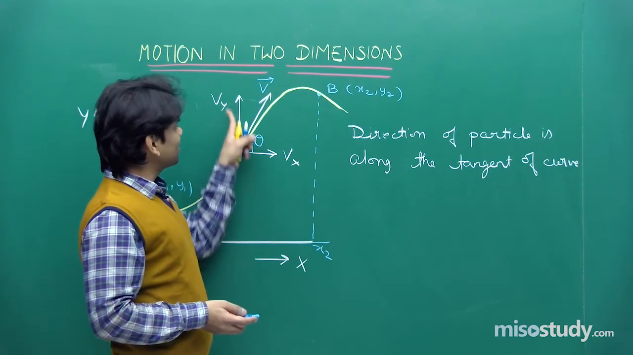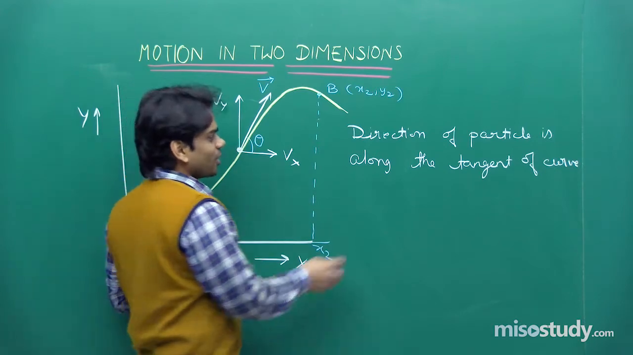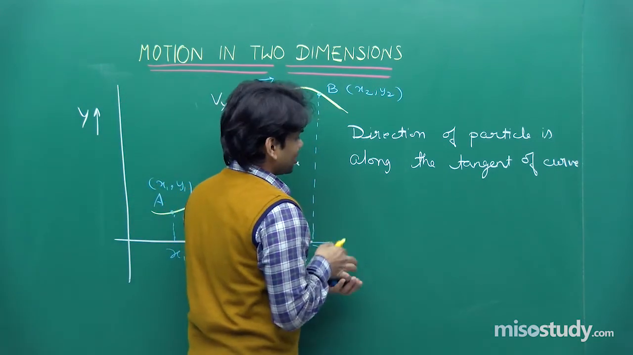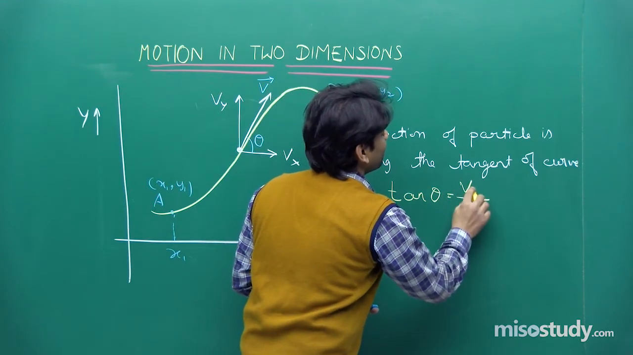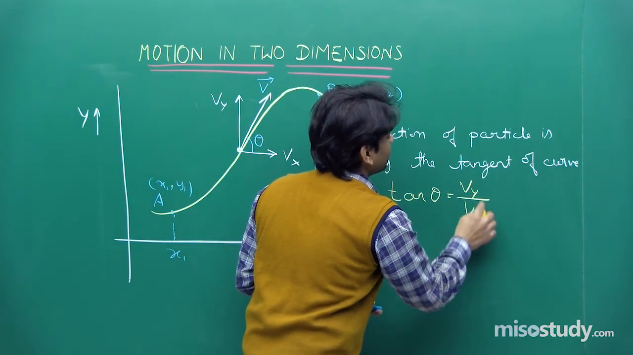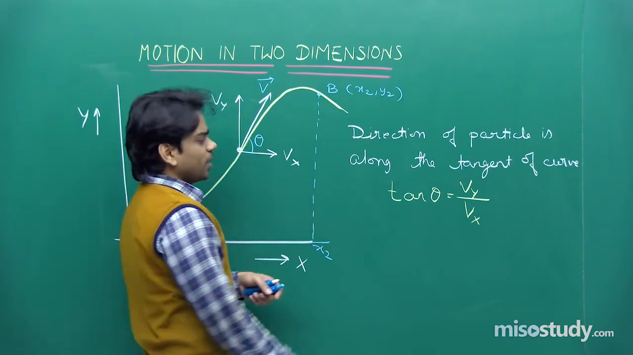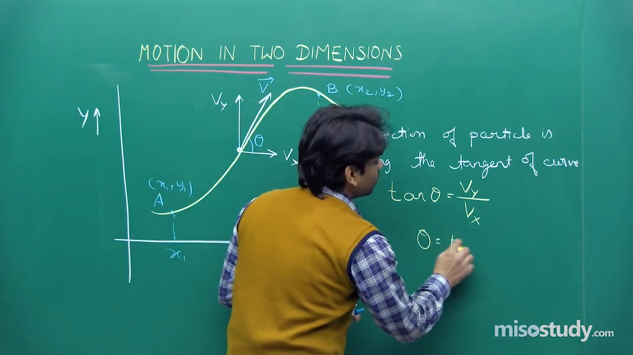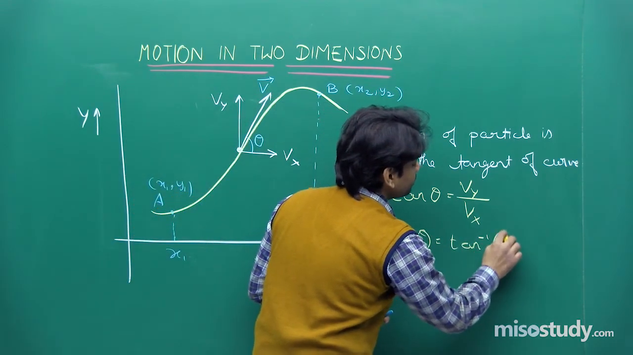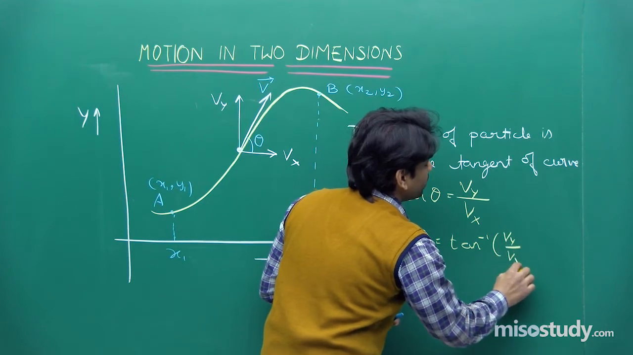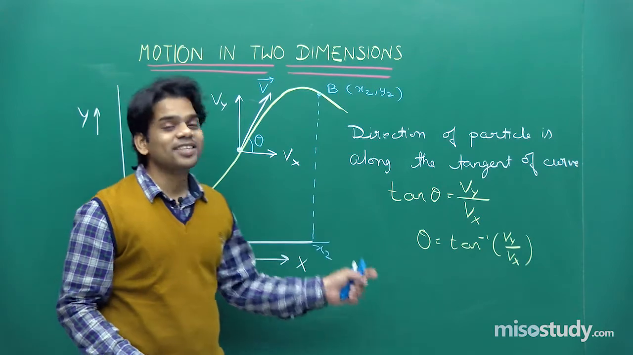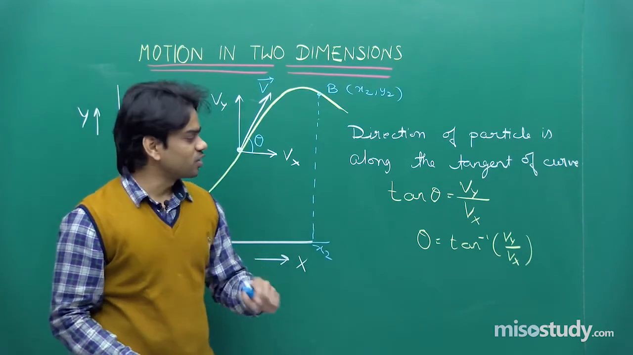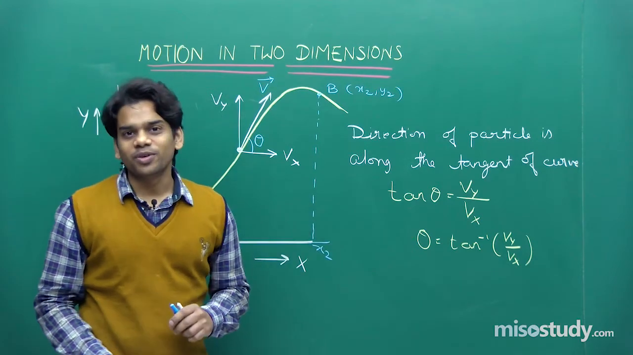You see this diagram and easily you can make out that tan theta is equal to Vy by Vx. That is very clear from the diagram. What we obtain is theta is equal to tan inverse Vy by Vx. With this theta, we can specify the direction along which the particle is moving in space. Theta is equal to tan inverse Vy by Vx.